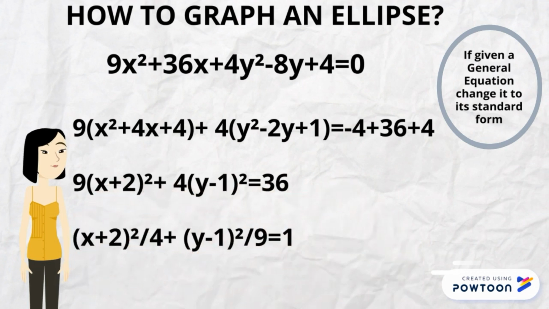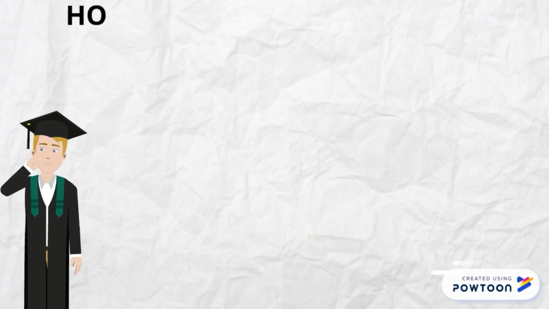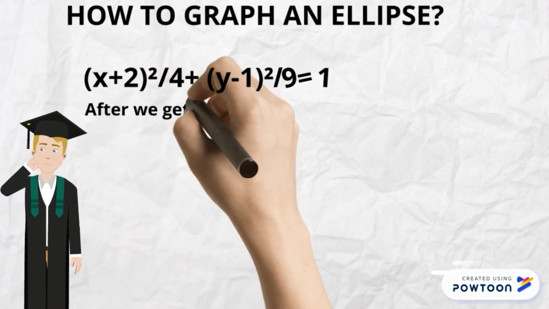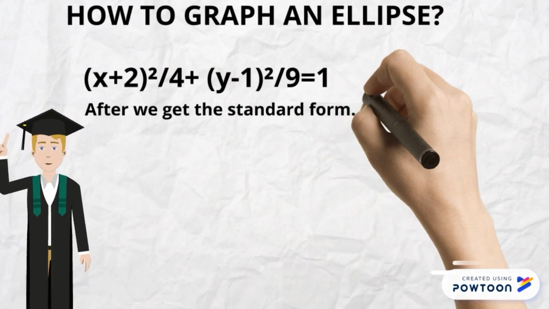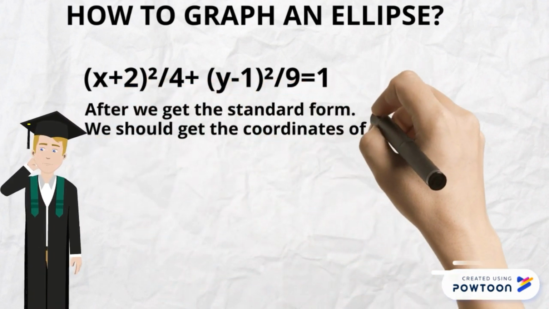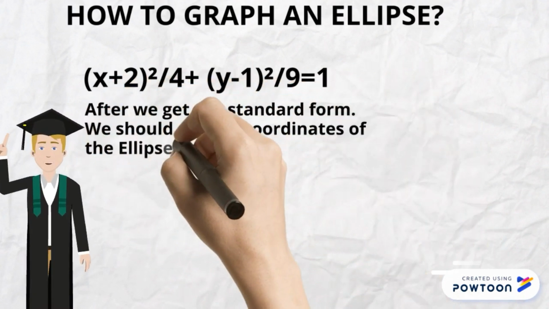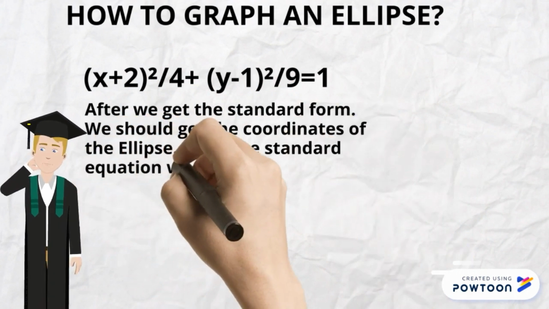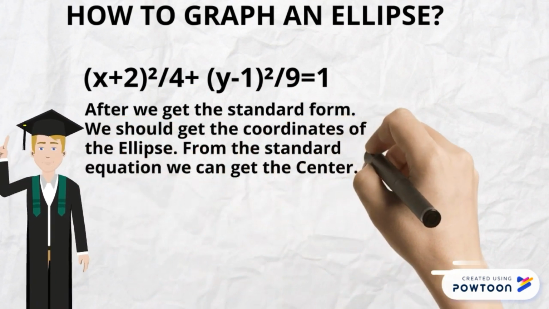9 times x plus 2 quantity squared plus 4 times y minus 1 squared is equal to 36. Divide both sides by 36, so it will equate to 1. x plus 2 squared over 4 plus y minus 1 squared over 9 equals 1. The center will be negative 2 and 1. To find a, a squared is equal to the given that has a higher value, and that's 9. Square root of 9 will be 3. Square root of 4 will be 2, and that's b.